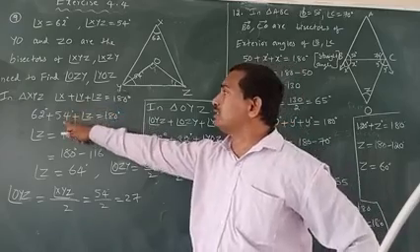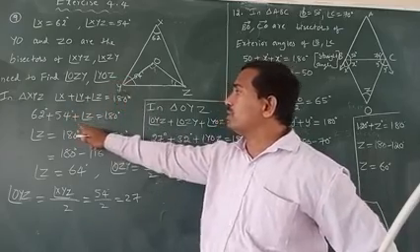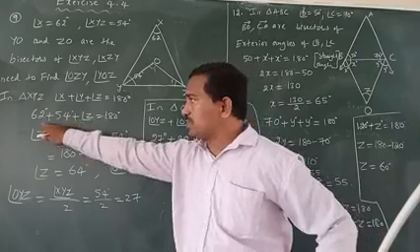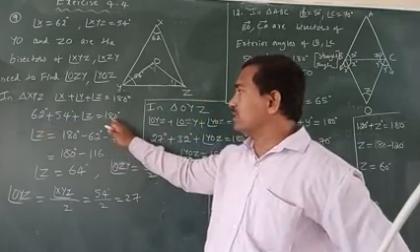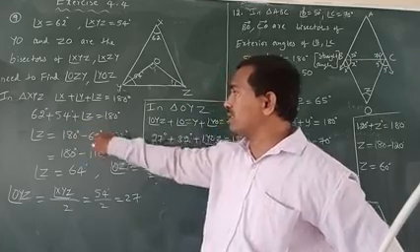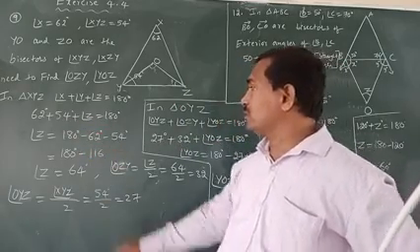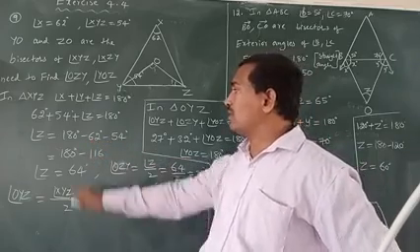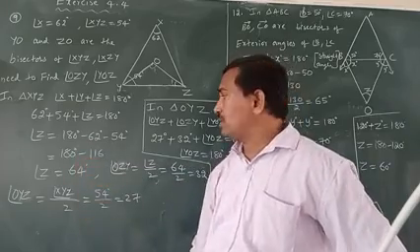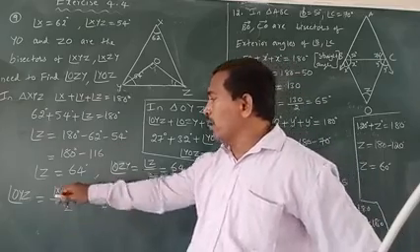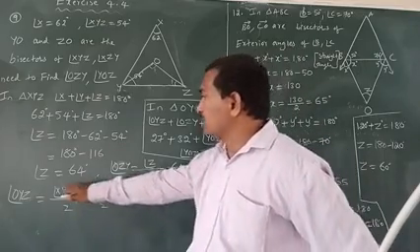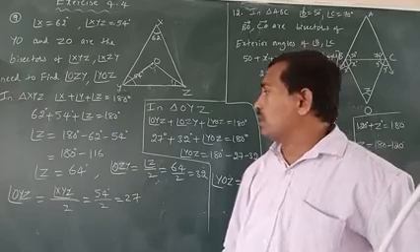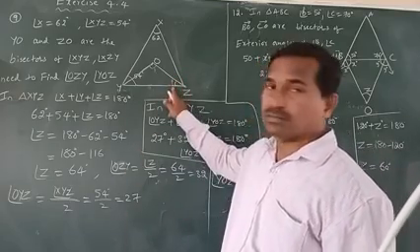What is angle X? 62. What is angle Y? 54. So substitute. We need to find angle Z, so transpose these two values to the right side. That is 180 minus 62 minus 54. Subtract: 62 plus 54 is 116. So 180 minus 116 is how much? 64. So angle Z equals 64. Now we got this angle Z.